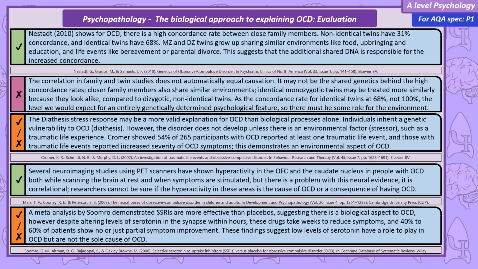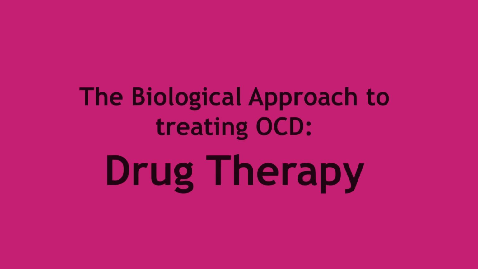A meta-analysis by Soomro demonstrates SSRIs are more effective than placebos, suggesting there's a biological aspect to OCD. However, despite altering levels of serotonin in the synapse within hours, these drugs take weeks to reduce symptoms, and 40 to 60% of patients show no or just partial symptom improvement. These findings suggest low levels of serotonin have a role to play in OCD, but are not the sole cause of OCD. The biological approach to treating OCD: drug therapy.